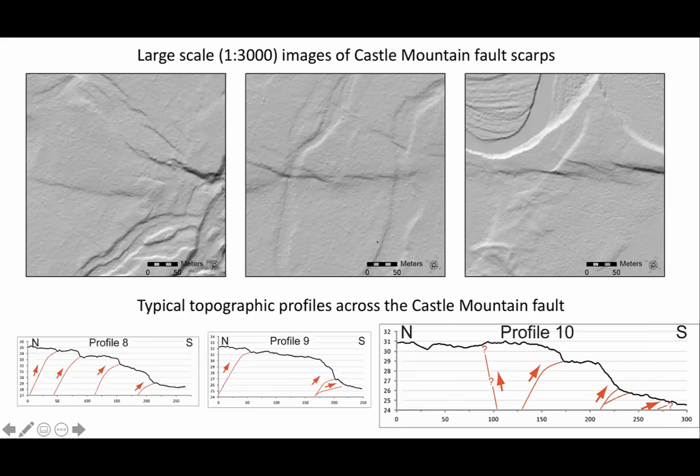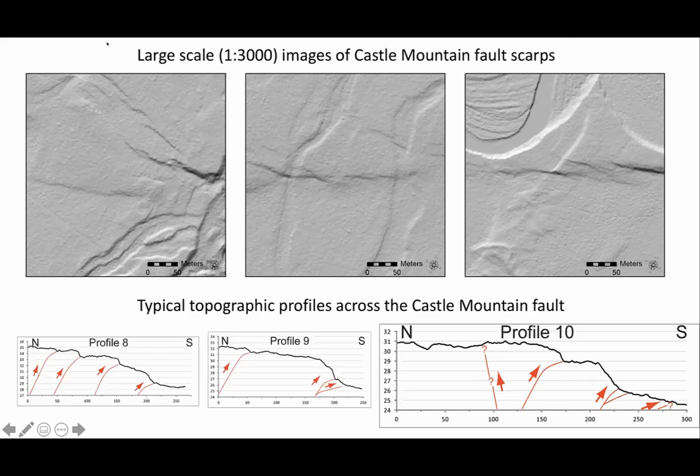Another thing to notice here is that these channel margins have basically been abandoned since the last glaciation due to isostatic uplift. So these are abandoned channels, and they show basically no lateral displacement across the channel margins. So it's primarily vertical deformation with this south-facing scarp.